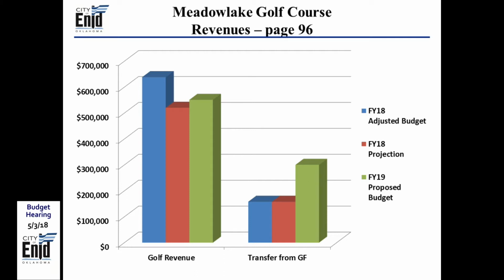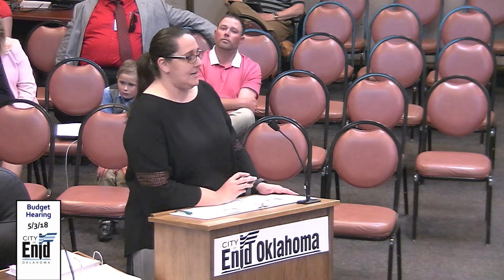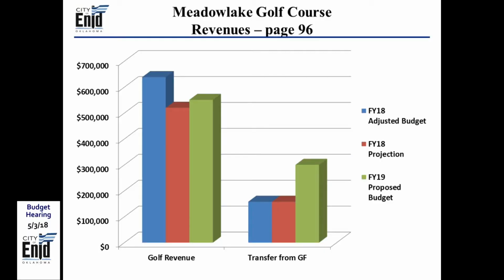Right here, the blue column, those numbers were put together based on recommendations from a consultant that we had come in a couple of years ago and some changes that they recommended that we implement to try and improve sales out of Meadow Lake. At the time that we did the budget last year, we had only been operating that for 3 months. We now have 15 months worth of data, and you can see here in red what we've done and project to do through the end of this year.